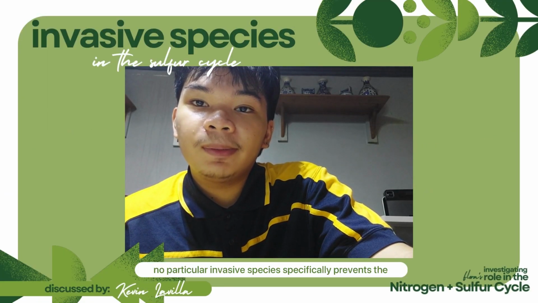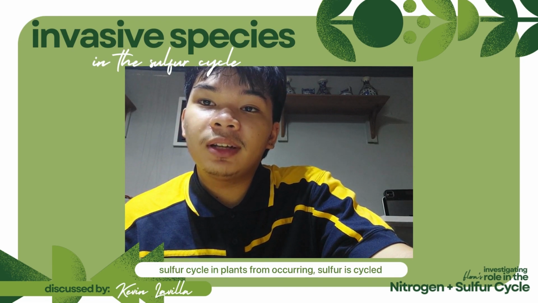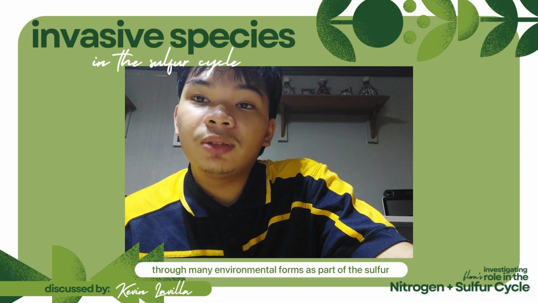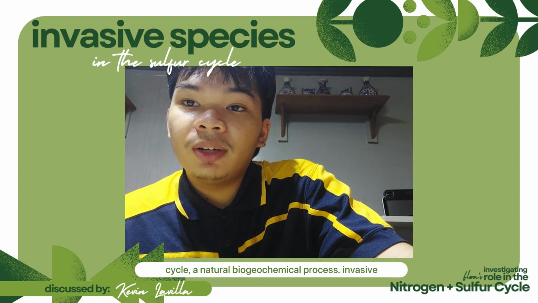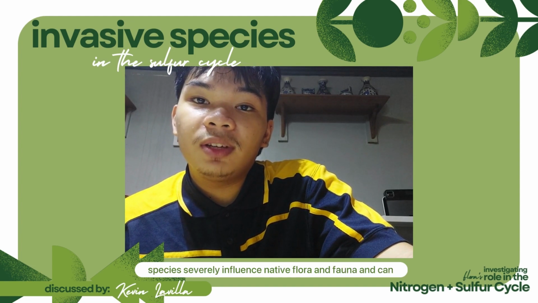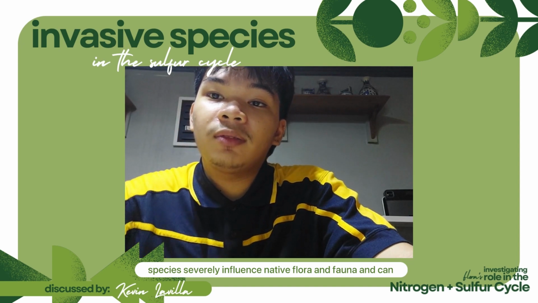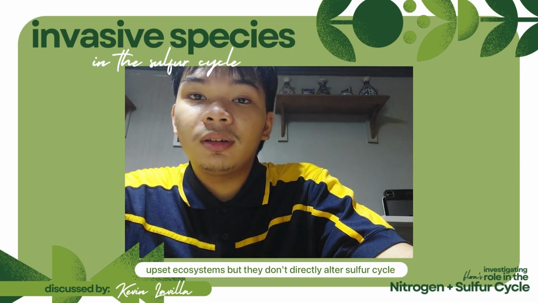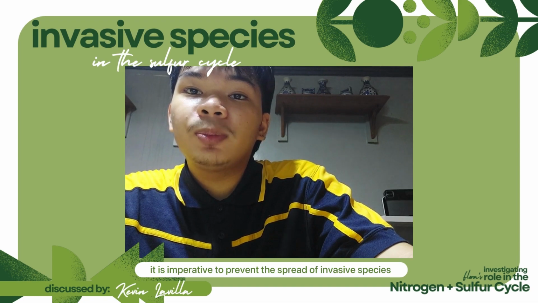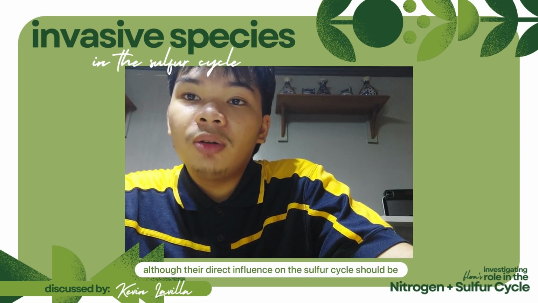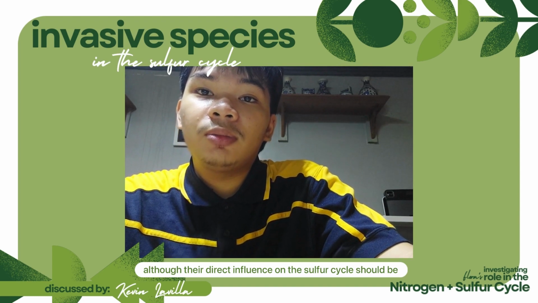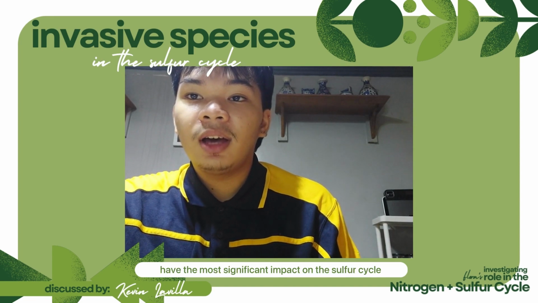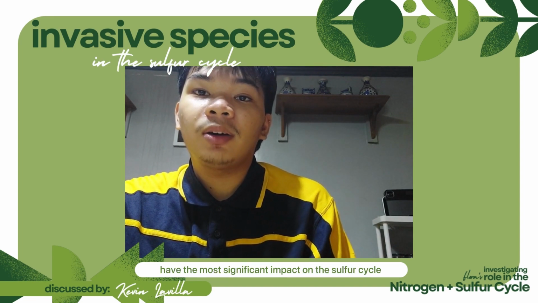No particular invasive species specifically prevents the sulfur cycle in plants from occurring. Sulfur is cycled through many environmental forms as part of the sulfur cycle. A natural biogeochemical process, invasive species severely influence native flora and fauna and can upset ecosystems, but they do not directly alter the sulfur cycle. It is imperative to prevent the spread of invasive species, although their direct influence on the sulfur cycle should be a low priority. The natural geological and biological processes have the most significant impact on the sulfur cycle.